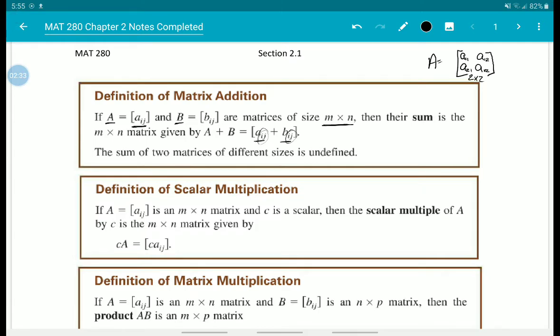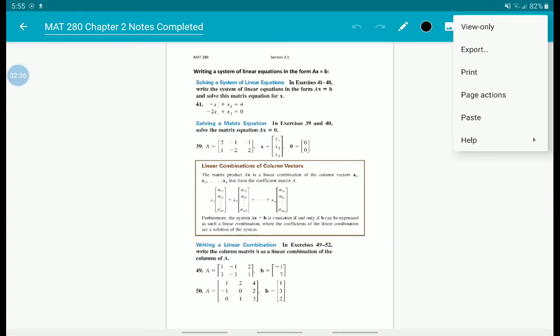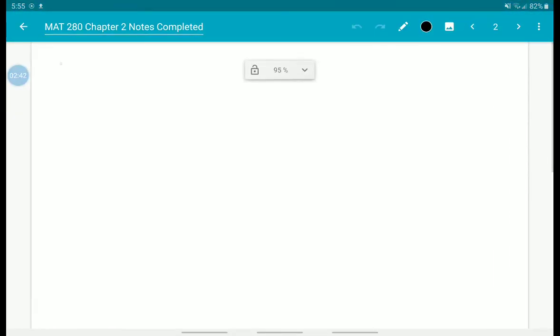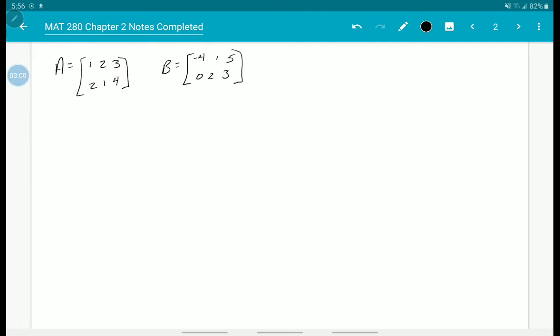So for example, let's say we have matrices A and B. If we want to add matrices A plus B, they have to be the same dimensions. So this one is a 2 by 3, and this one is a 2 by 3. Since they're the same dimension, then we can add them. And all you do is add like terms.